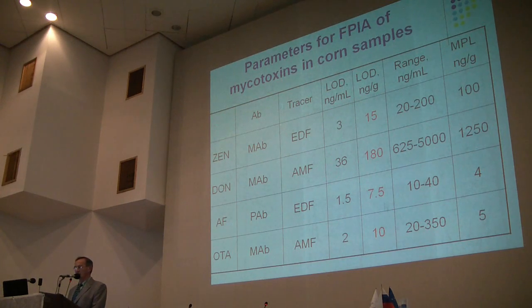Limit of detection is quite good. We could reach a lower limit of detection for zearalenone and DON. For aflatoxin and ochratoxin, it's near the same as the maximum permitted limit, but near, it depends, you know. This limit could change. For example, for aflatoxin it would be decreasing. At this moment, we could detect at this level.